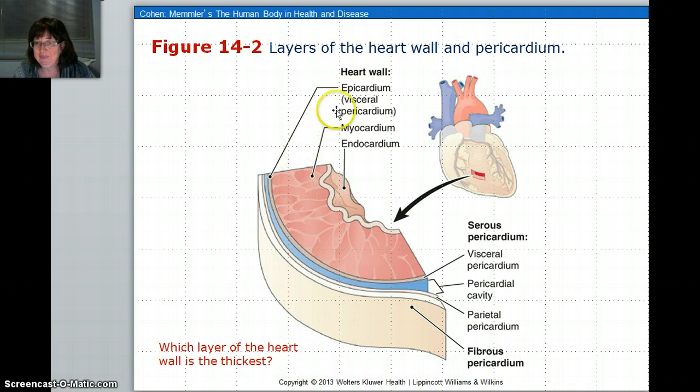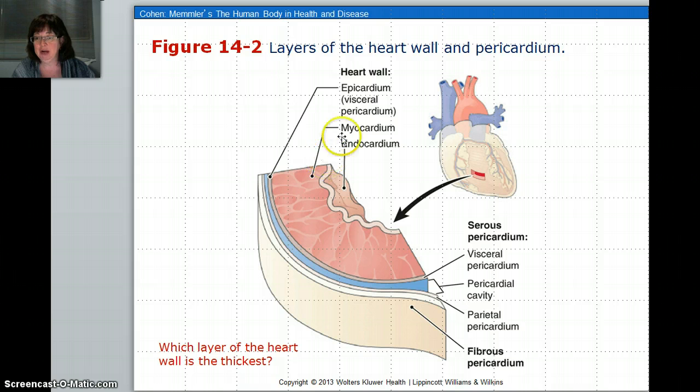Then you have epi, outside, endo, inside. Very smooth inside to allow for blood flow. Smooth, frictionless blood flow. We'll talk about veins and valves later. And some tendons which hold the valves in place, in a bit when we talk about valves.